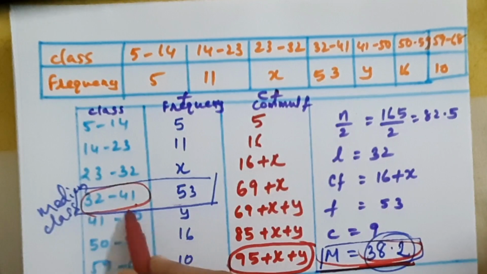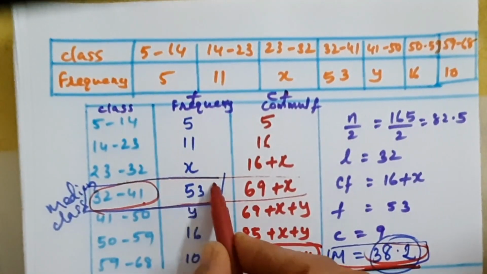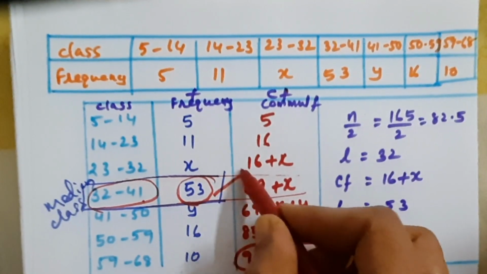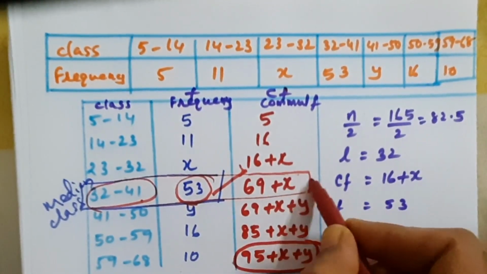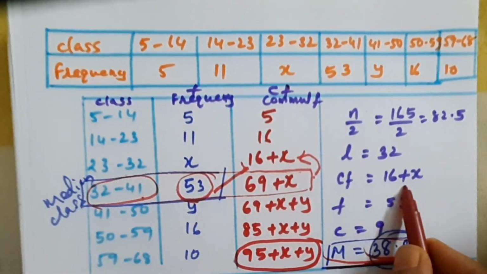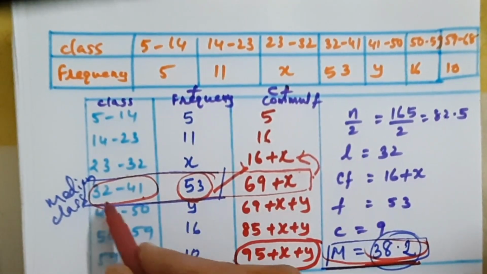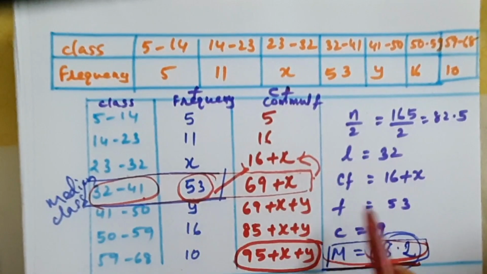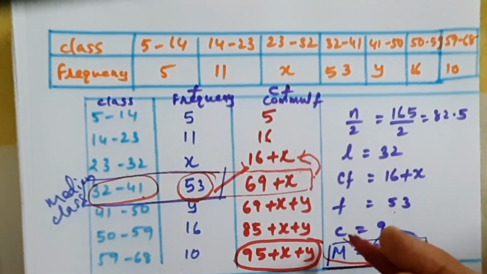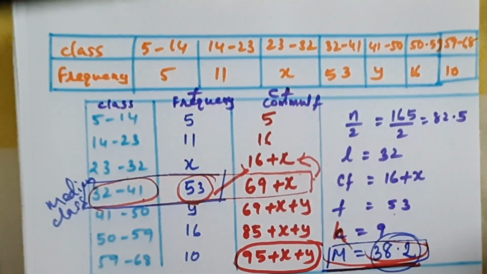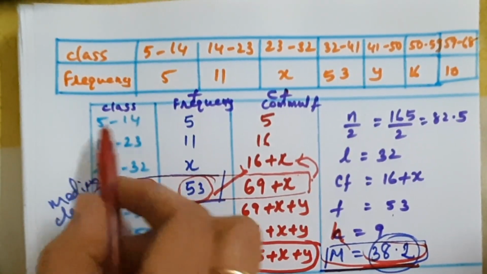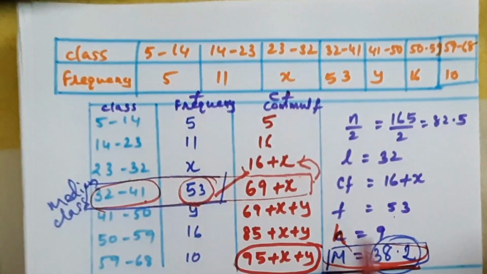We need to make a column for that. This 53 is the frequency, and just above that, diagonally, is taken as the cumulative frequency. So CF is 16 plus x, lower boundary point is 32, frequency is 53. Now how to find the class interval, which we can also call height h? It is 14 minus 5, which is 9.